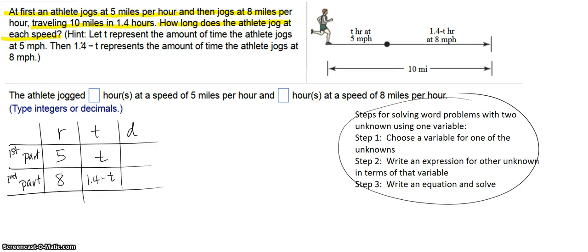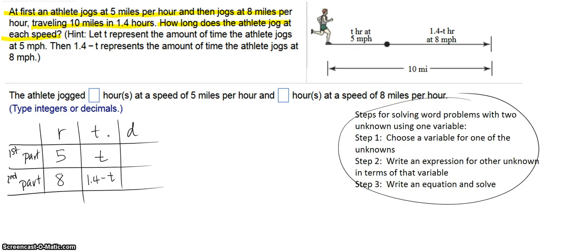Which, by the way, is a hint that says let t represent the amount of time the athlete jogs at 5 miles per hour. And then 1.4 minus t represents the amount of time the athlete jogs at 8 miles per hour. In fact, they show a picture here on the right where the athlete is jogging for the first part at 5 miles per hour, t hours, and then the second part at 8 miles per hour, and the expression for that.